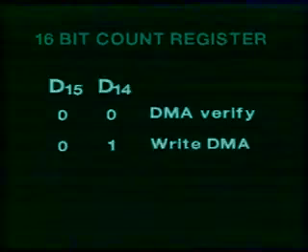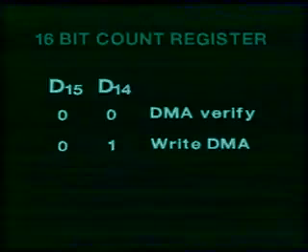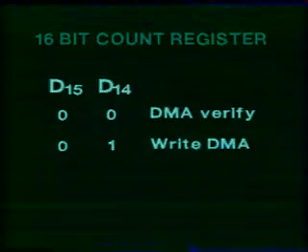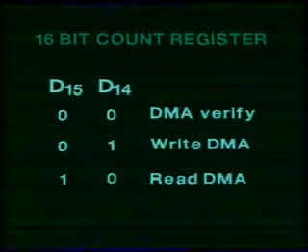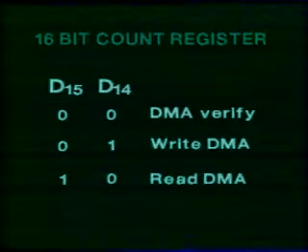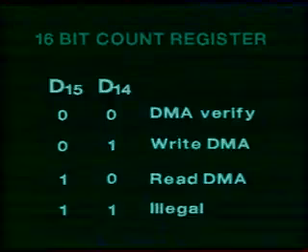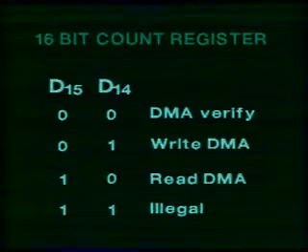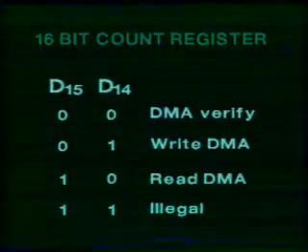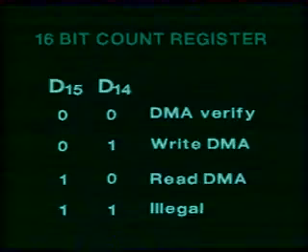If the 15th bit is 0 and the 14th bit is 1, it involves a write operation, signifying a transfer from the peripheral device into the memory. If the 15th bit is 1 and the 14th bit is 0, it signifies a read operation, which would mean that the transfer is from the memory to the peripheral device. If both the bits 15 and 14 have got a 1 value, we have an illegal combination and the DMA controller will not perform anything under this condition.